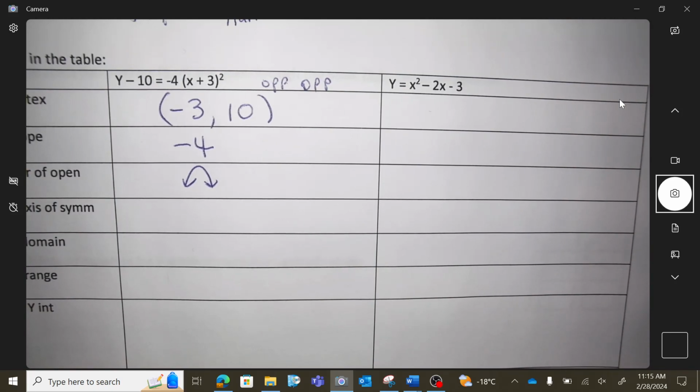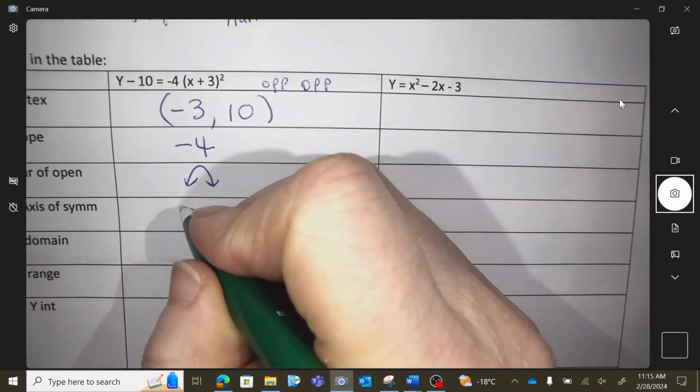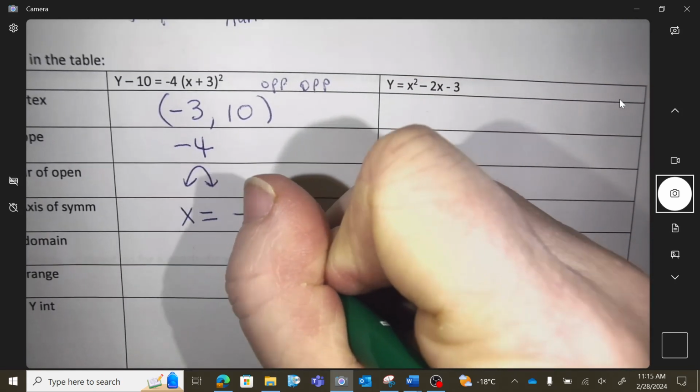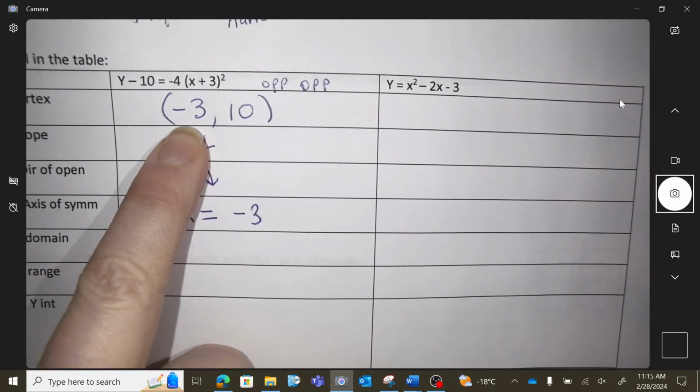The axis of symmetry, I'm going to remind you probably 10 more times, and still probably about 5 of you are going to forget. How do you start an equation for the axis of symmetry? X equals. I'm going to remind you, and there's still going to be at least 5 of you that are going to forget. So try not to be that one. And which x value will it cut through? -3. It's going to cut through that x.